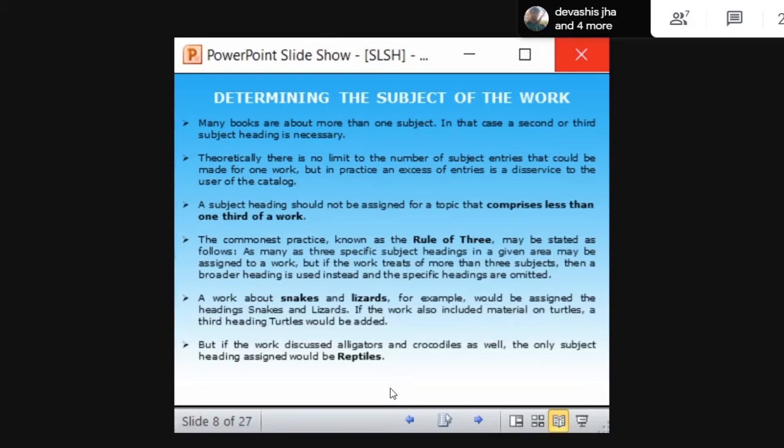Remember that. This is an important rule for subject headings. If the book is talking about applications of computers in libraries, there are two subjects: library science is a subject and computer is a subject. If they are talking about the application of computers only in one part, and traditional library departments in detail, you should not assign computer to that. At least one third of the work should be covered by that subject.